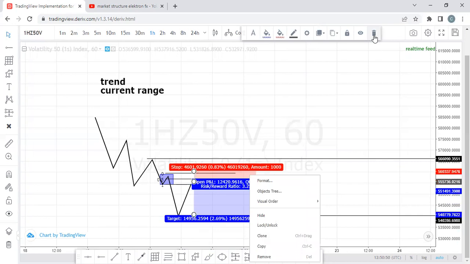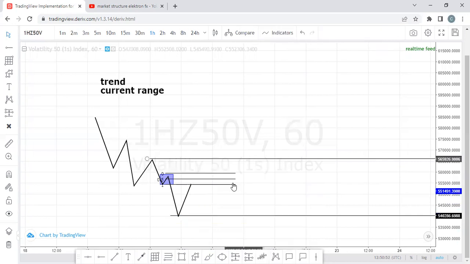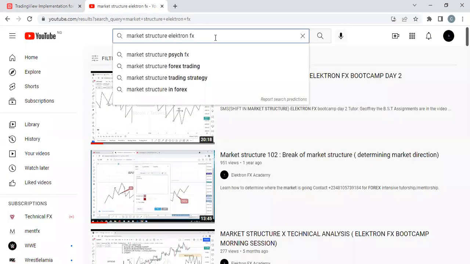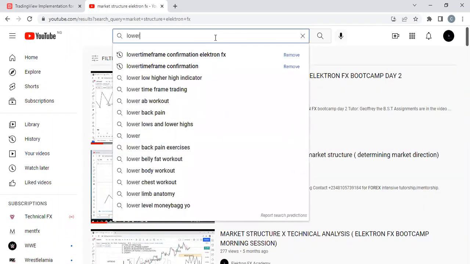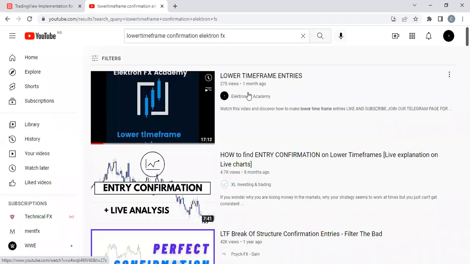I'm showing you three ways to trade it: either the open of the candle, the 50% of the candle, or you wait for what you call lower time frame confirmation. And for that, you might want to go to Elektronfx and just type lower time frame confirmation, Elektronfx. Just search it on YouTube, you will find it, lower time frame entries, right? It's the first video you'll see with this blue shady stuff. Just click on it, and it's about 17 minutes.